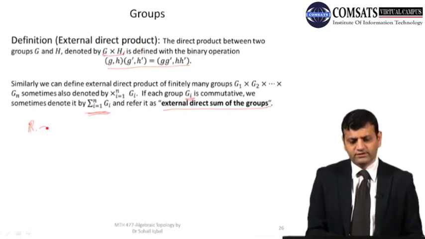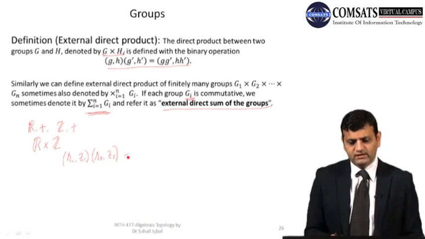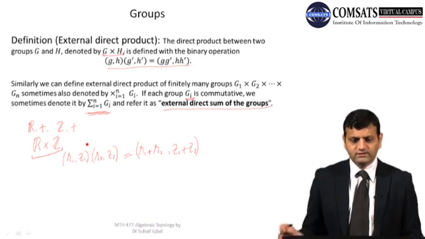Take the set of real numbers under addition and the set of integers under addition, then consider their cross product R cross Z. We define (r1, z1) multiplied with (r2, z2) to be (r1 plus r2, z1 plus z2), because the binary operation of R is addition and the binary operation of Z is also addition. So that's how we define the binary operation on this cross product of R and Z.